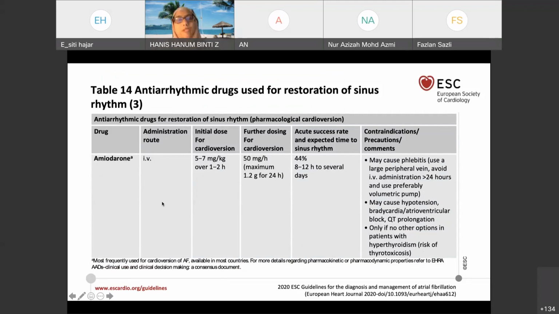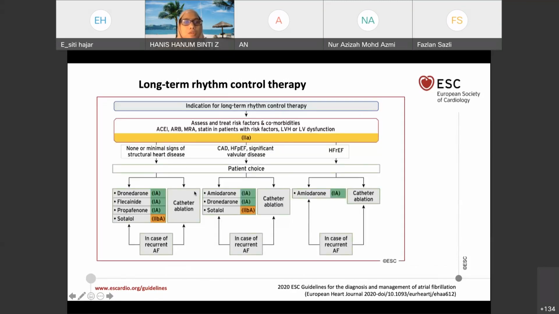Amiodarone now. Bear in mind, amiodarone ni dia ada dua property. Okay, dia ada rate control property and dia ada rhythm control property. Okay, so kalau you nak achieve both, you can give amiodarone lah. Tapi amiodarone ni dia banyak kelemahan dia juga. Dia banyak contraindication. It can cause hypotension, bradycardia, atrioventricular block, QT prolongation. So, like I said, amiodarone ni pun nak guna short while boleh, but in long term, we usually stop lah because dia ada banyak problems.